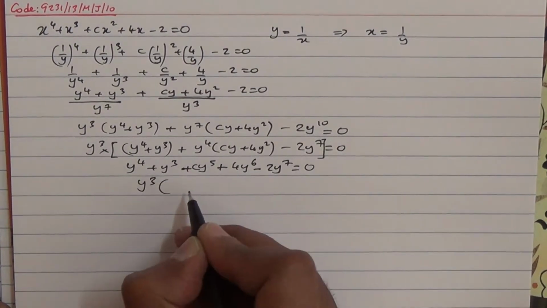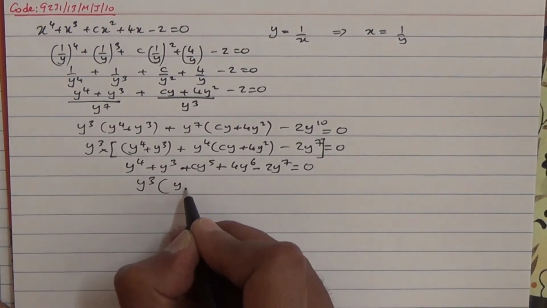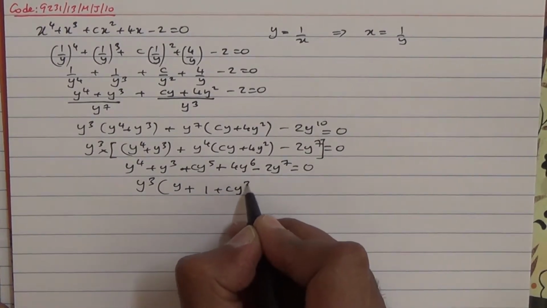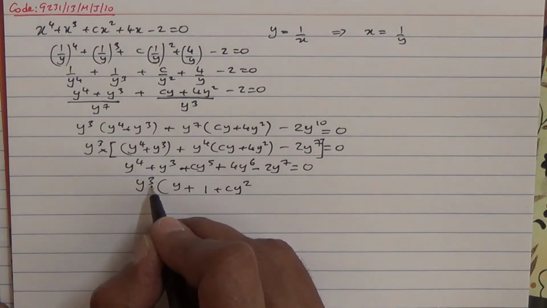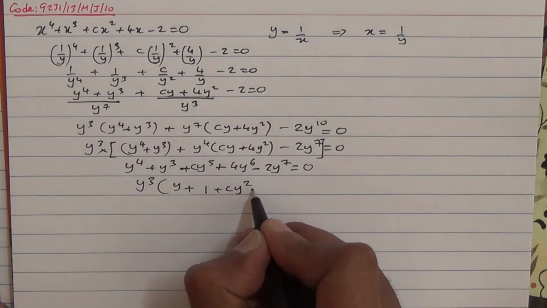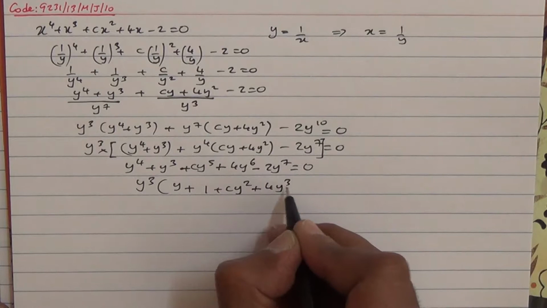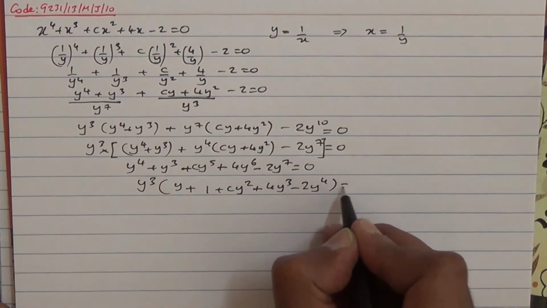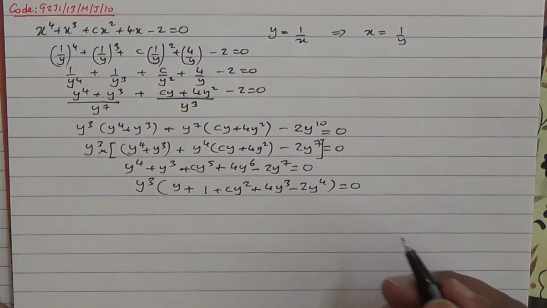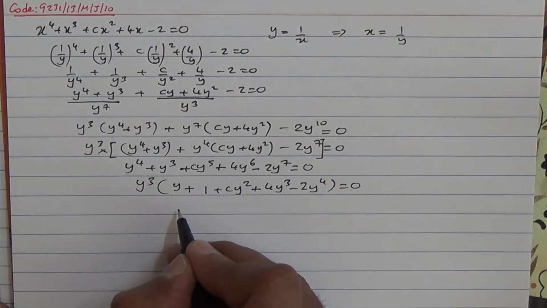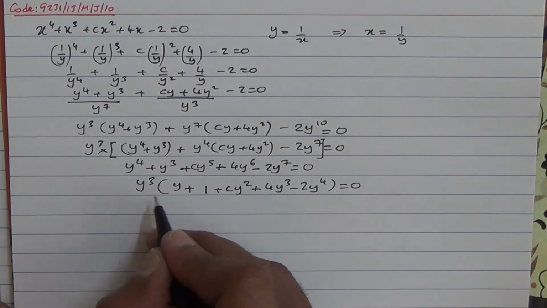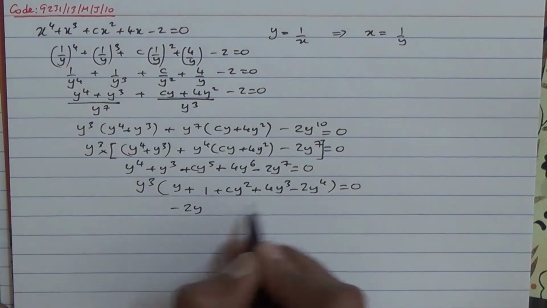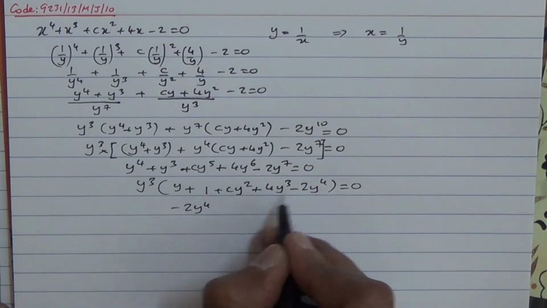y cube can be factored out. cy to the 2, because 5 minus 3 is 2, plus 4y to the 3, then minus 2y to the 7 minus 3 is 4 is equal to 0. This leads to this, y cube can disappear. I've got minus 2y to the 4, okay, plus all of that expression there.